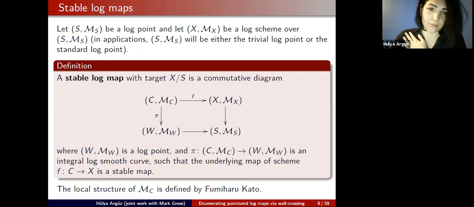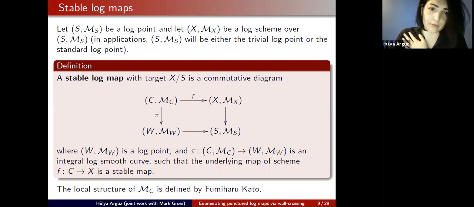A stable log map is given by a commutative diagram mapping C to X, where X is over a scheme over S, and everything is endowed with a log structure. The subtlety is to define where the source occurs, so C has a map to W, and the subtlety is to define the log point. I will talk about this in a moment. So you require C to be log smooth over some log point, and I will tell the construction of W in a moment.